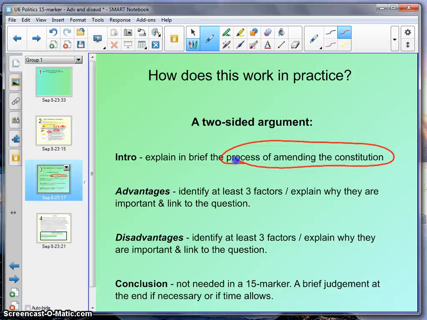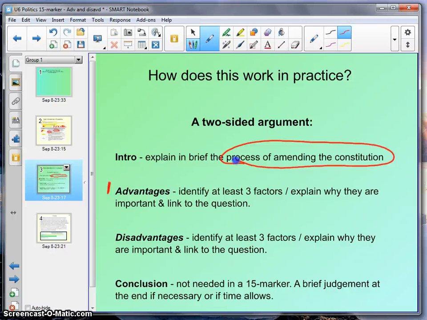That's the kind of detail that you need. So obviously you talk about 2/3 and 3/4 and all that kind of stuff. Make sure that details in the introduction. What you then need is a paragraph, and it's 1 paragraph on advantages, in which you have 3 factors at least, and you explain why they're important, and you clearly link that back to the question.